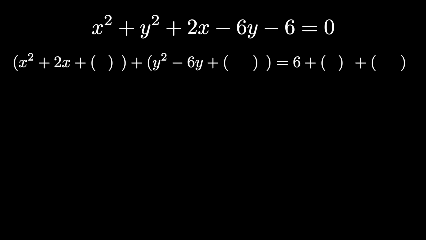So in that blank, we're going to take our first grouping, the x's. We take the coefficient in front of our x, which is 2, divide that by 2, and square it. And we'll put that in the first blanks of our left and right sides. In our second blank, we take the coefficient in front of our y, which is -6, divide that by 2 and square it. And we'll put that in the second blanks of both our left and right sides.